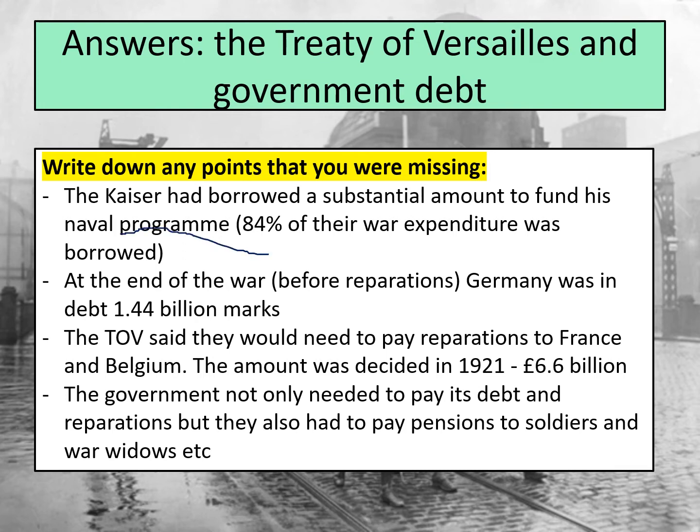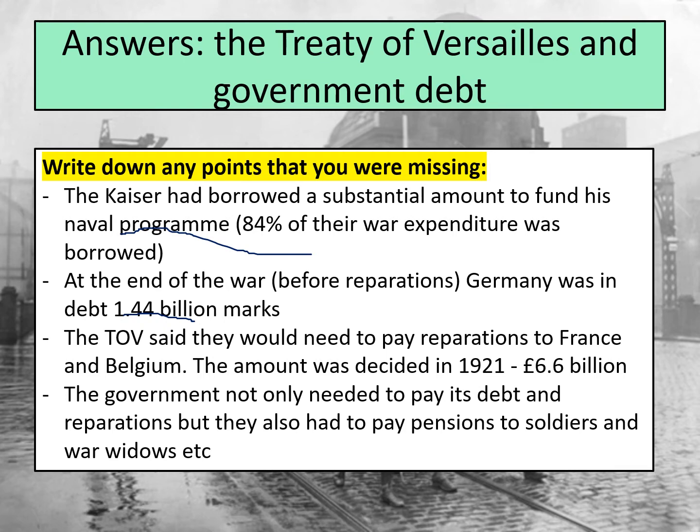Now, you might remember from before that 84% of their war expenditure, that is what they spent on the First World War, was actually borrowed. So they were heavily in debt even before reparations came into play. At the end of the war, so before reparations, Germany was already in debt 1.44 billion marks. Now that is why their currency is at a normal level. It's not after hyperinflation. So that is a substantial amount of debt that they are in.